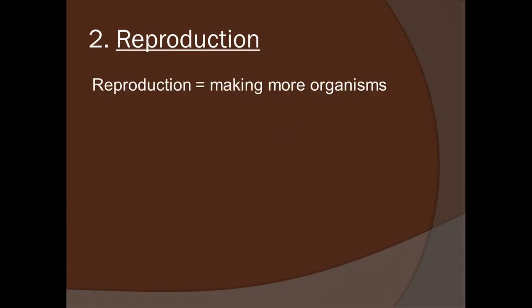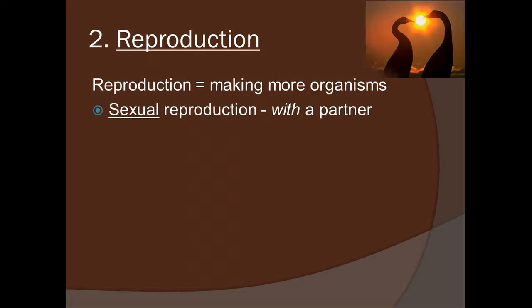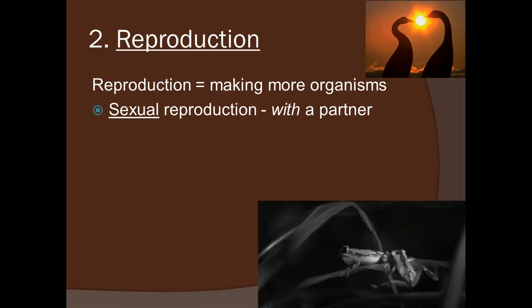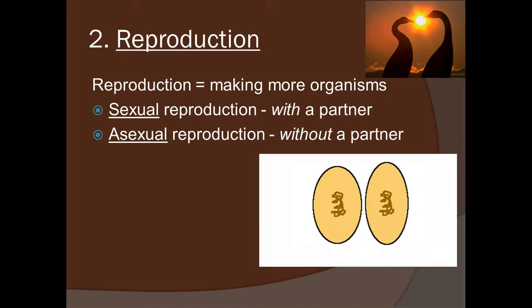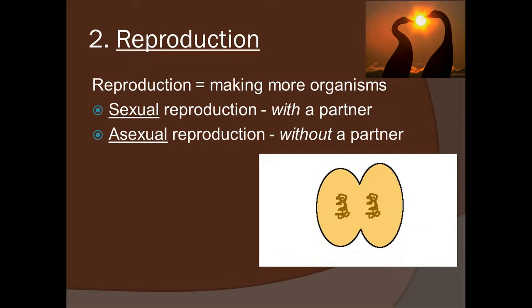2. Reproduction. Simply put, reproduction means making more organisms. A couple different ways you can do this. Sexual reproduction, not to get too detailed here, but all you need for sexual reproduction is somebody else. Let's not go into it anymore. There's also a sexually reproducing species that is not interested in somebody else. Asexual reproduction, simply put, you don't need someone else. Let's not go into too many details there, but you can see this is an example of a cell just splitting in half. That is asexual reproduction.